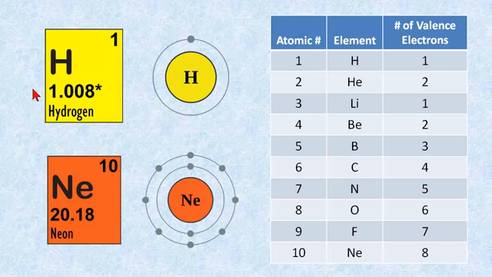Let's look at 2 elements here. The first one is hydrogen. The second one is neon. Take a look at your periodic table as you follow along. You'll note that the first element, hydrogen, is element number 1. It also has 1 electron when the atom is in a neutral state. In other words, it's not an ion. The same with neon. The atomic number is 10, which means it has 10 protons, and of course 10 electrons.